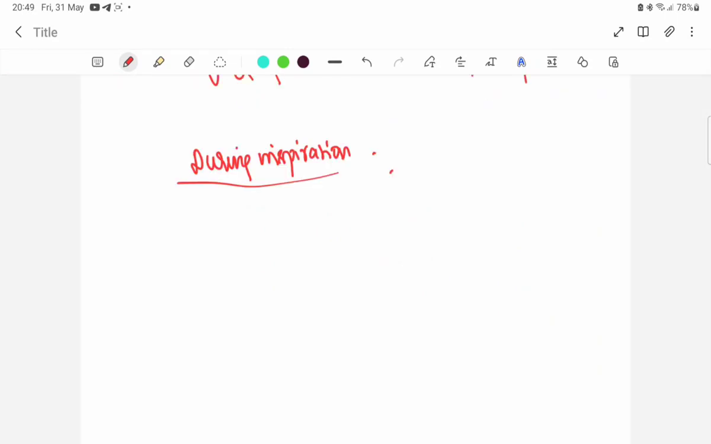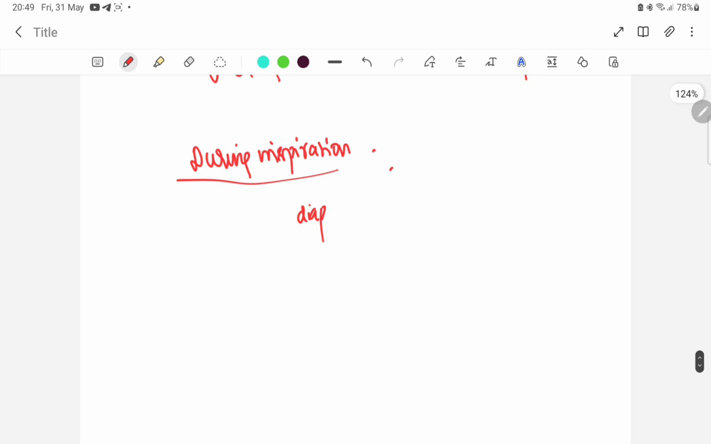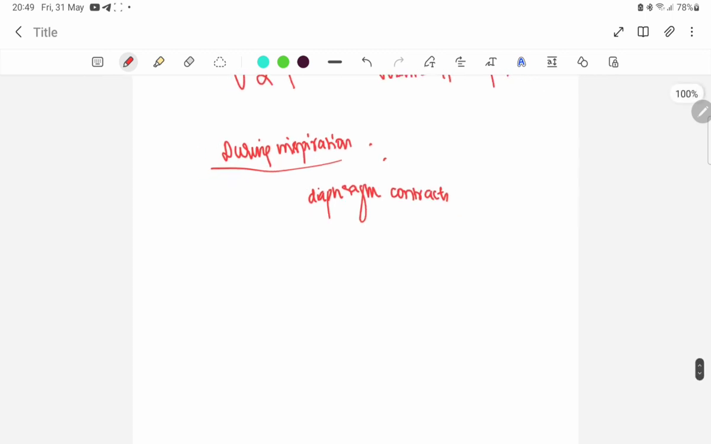During inspiration, just now we saw the diaphragm contracts. Because of contraction of the diaphragm, what happens to the thoracic chamber? Again I will draw the diagram here roughly. So this is the sternum.